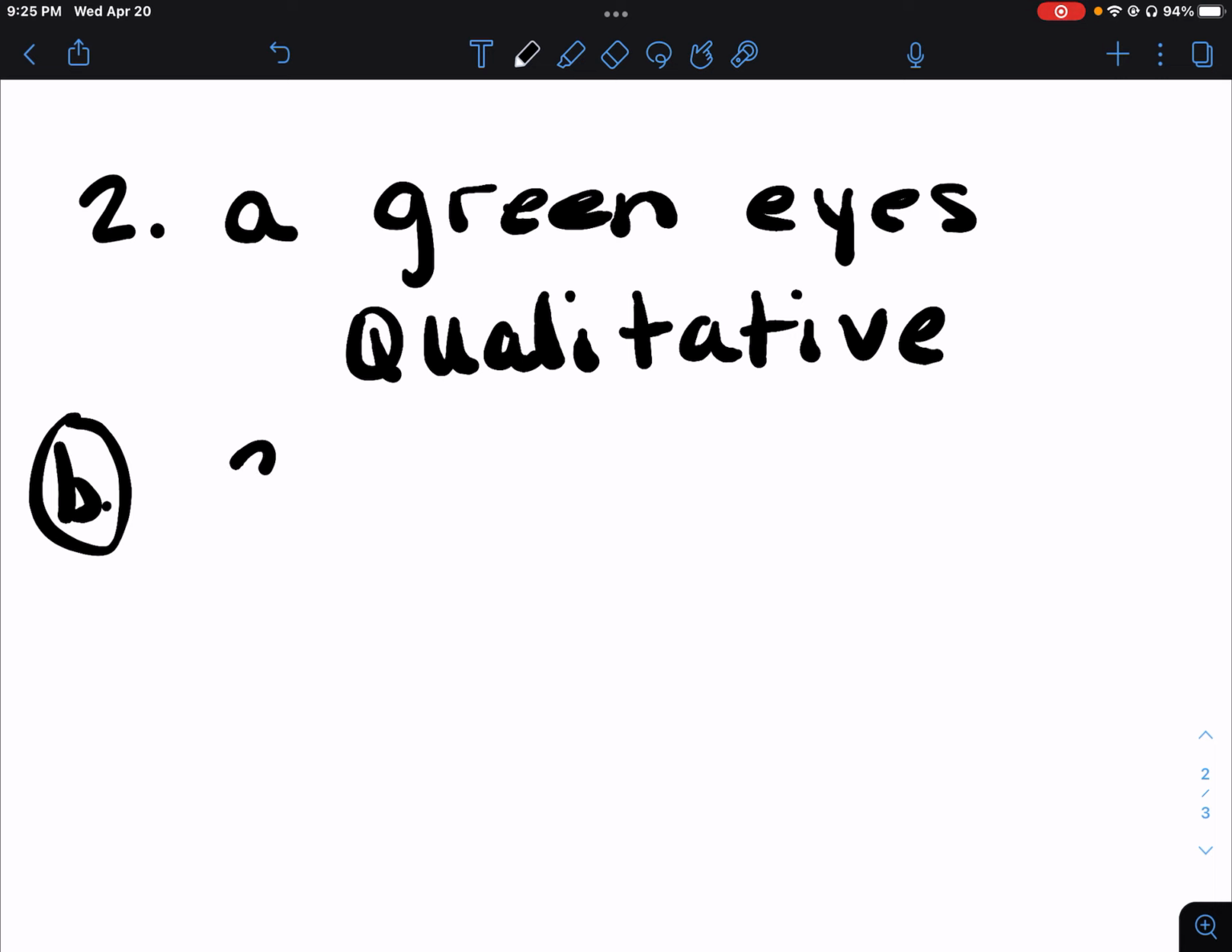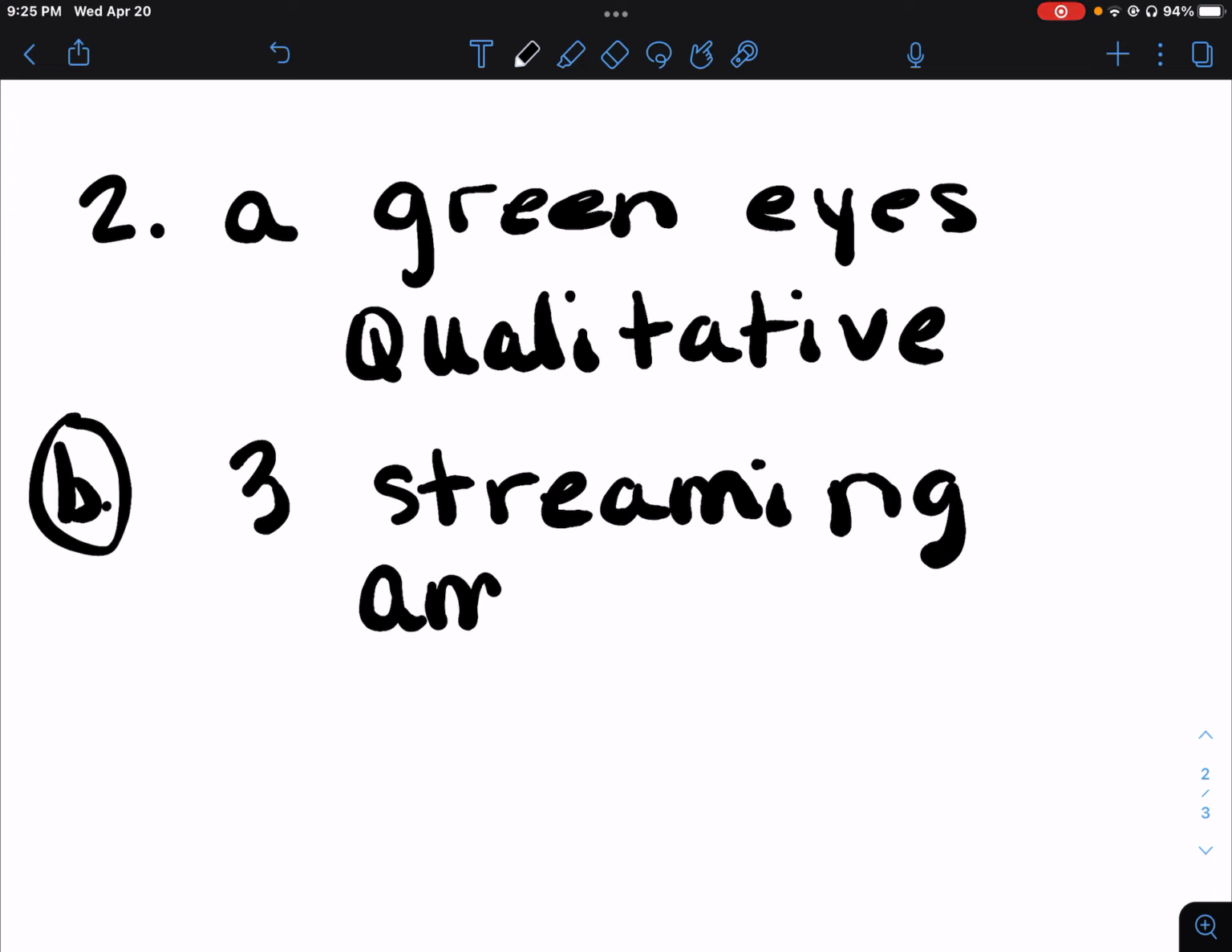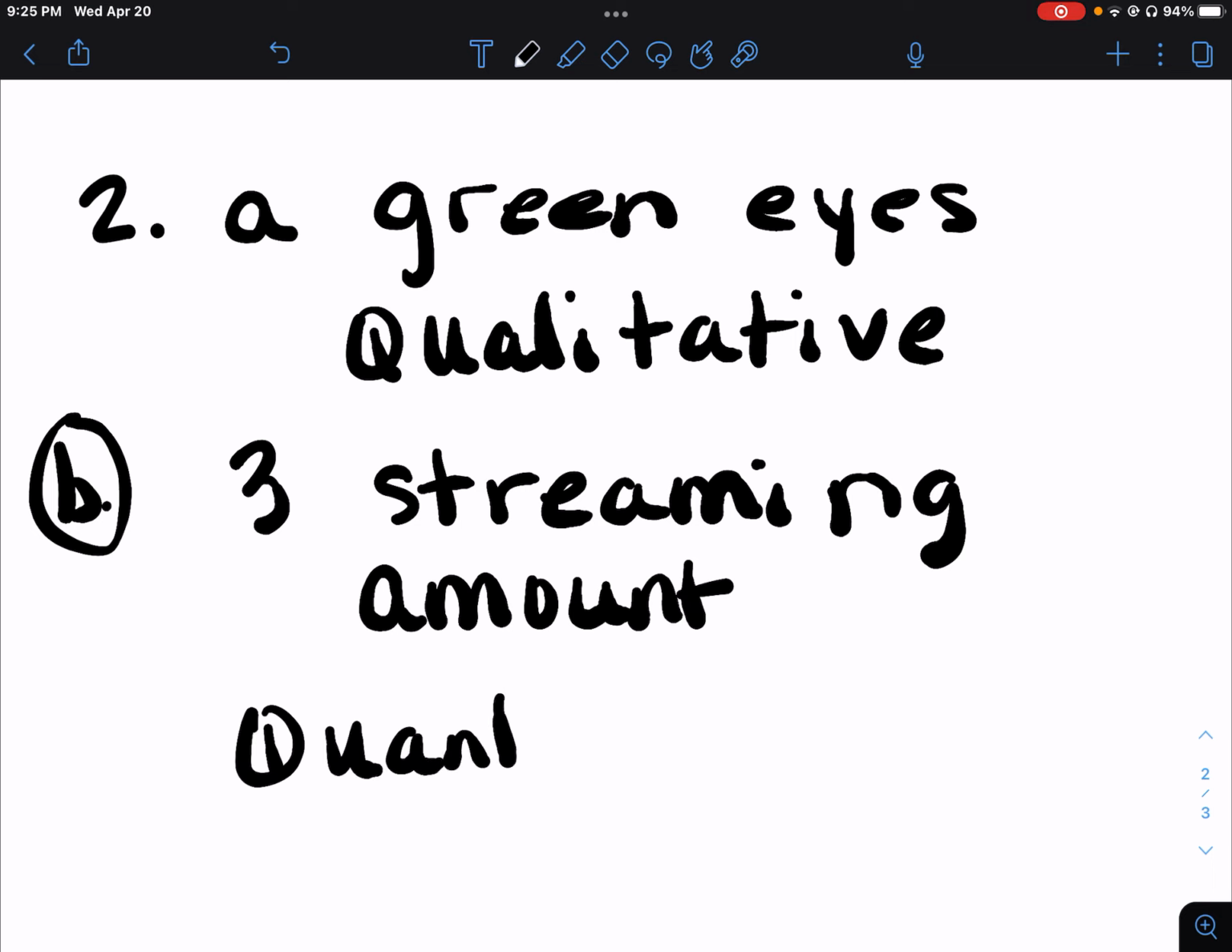Okay, I subscribe to 3 streaming services. Okay, that's an amount, so that's quantitative. Think of quantity, quantitative.